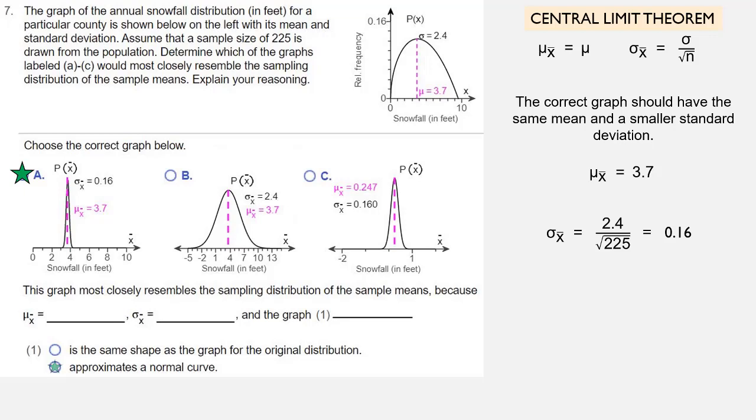What does the shape look like here? The shape approximates a normal curve, because once you do the sampling distribution of sample means and your sample size is greater than or equal to 30, then that means your sampling distribution is a normal curve. And that's your answer.